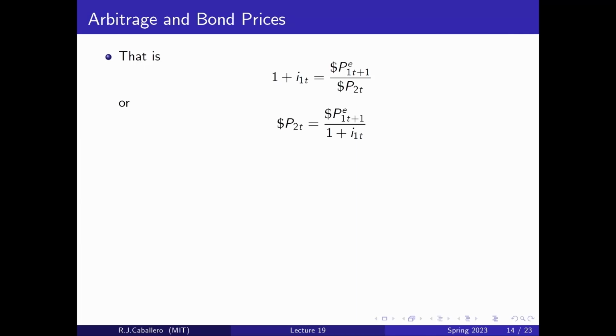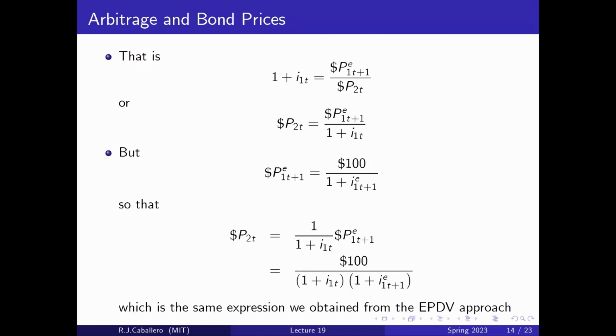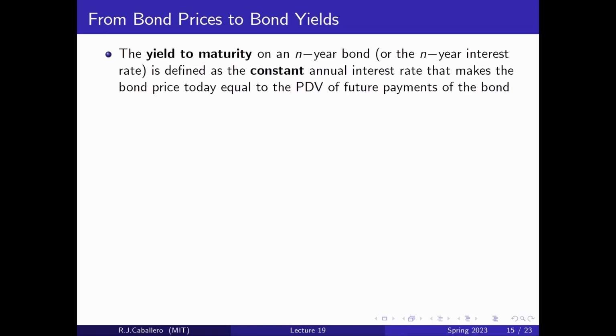That allows you to solve for the price of a 2 year bond as the expected price of a 1 year bond 1 year from now divided by 1 plus the interest rate. But the expected price of a 1 year bond 1 year from now is going to be like a 1 year bond, but 1 year from now, so it's 100 divided by 1 plus I1T plus 1, expected value. I can stick that in there, and I get exactly the same expression, okay? So these are two different ways of pricing a bond or any other asset, actually.